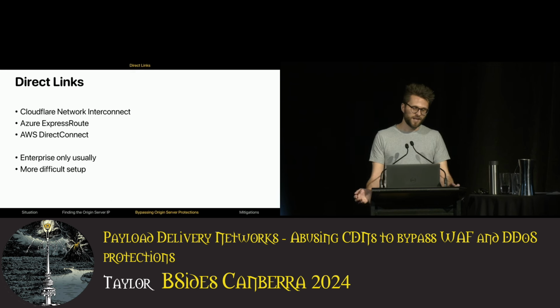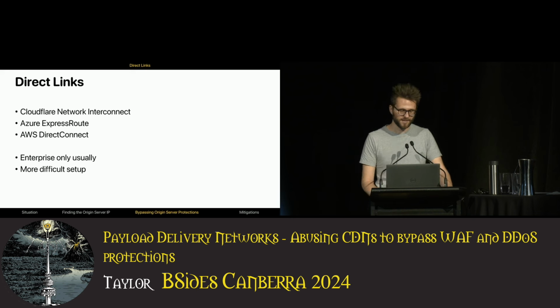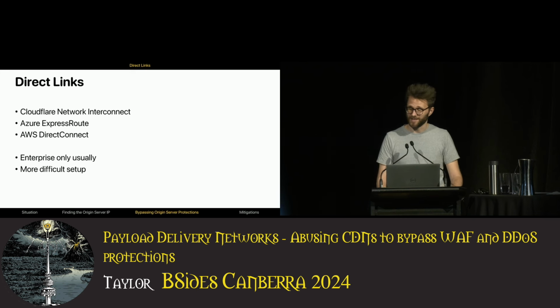They call it a variety of names. Cloudflare call it the network interconnect. Azure call it ExpressRoute, and AWS is Direct Connect. Usually enterprise only, or you have a data center that sort of works the connection out for you. So perhaps a bit more of a difficult setup for a lot of smaller places, but definitely an option if you have access to it.